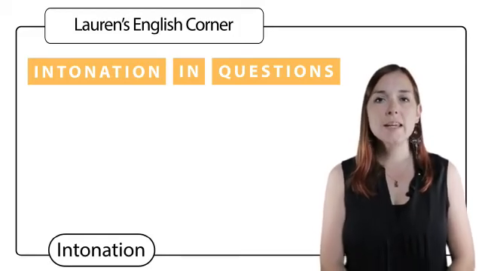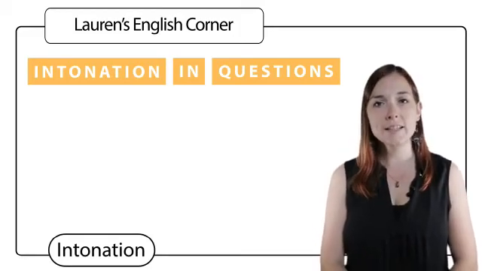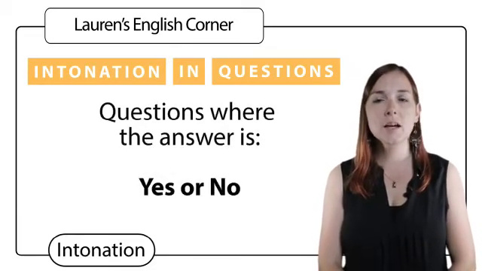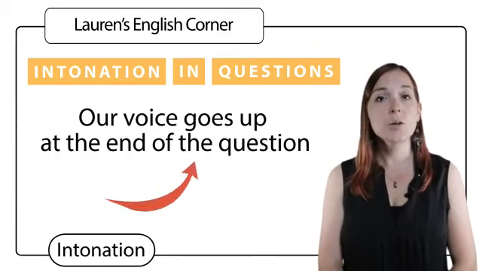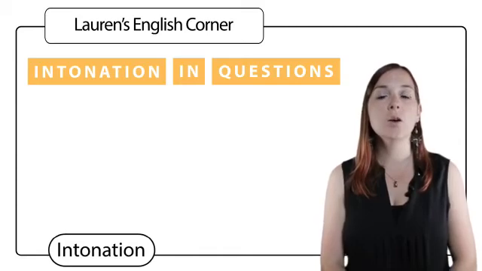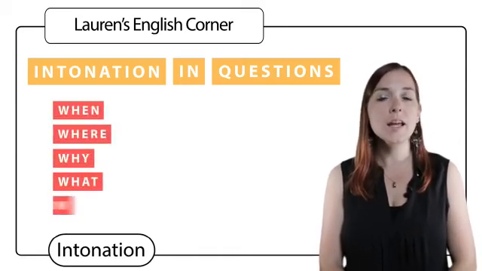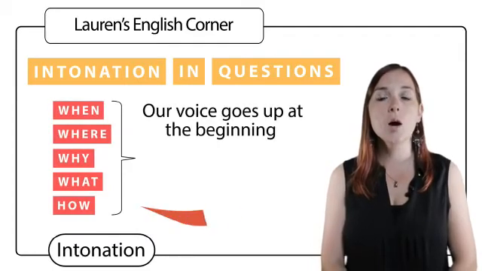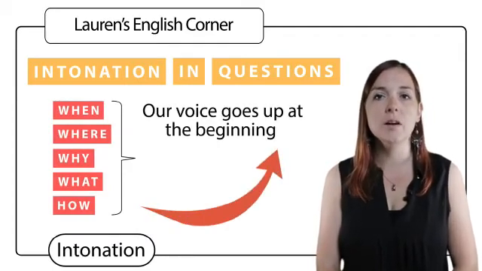So those are the 3 different ways to use intonation in questions. So if it's a yes, no answer, we go up at the end. Are you okay? Are you married? But if it is a wh question or any question that has multiple answers, lots of different answers, then we go up at the beginning. We stress the first part.